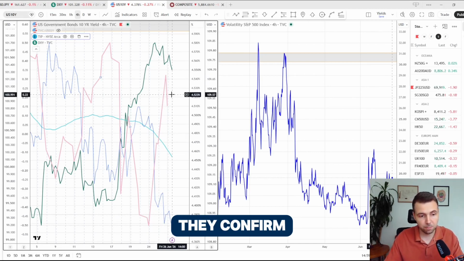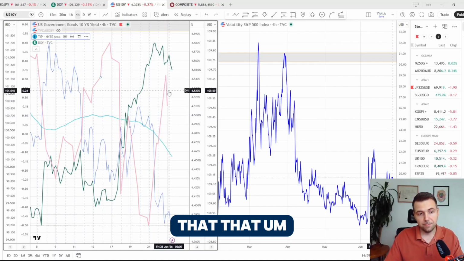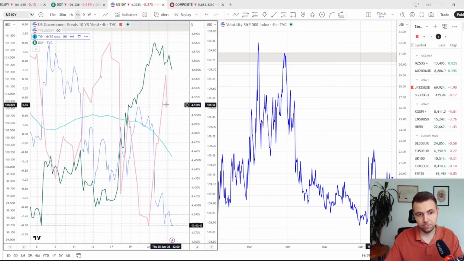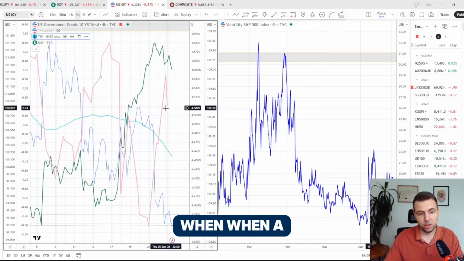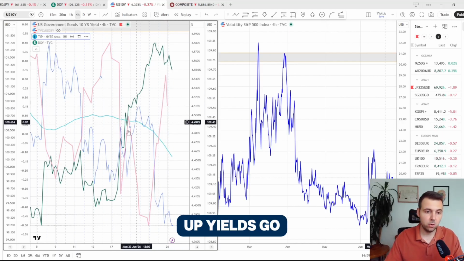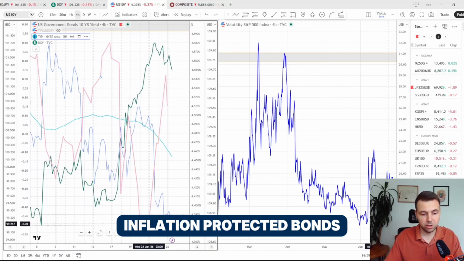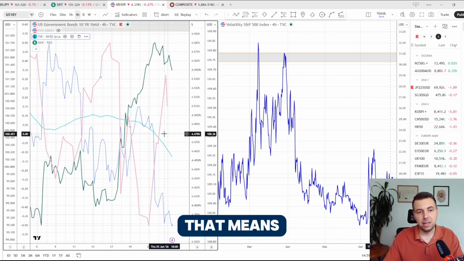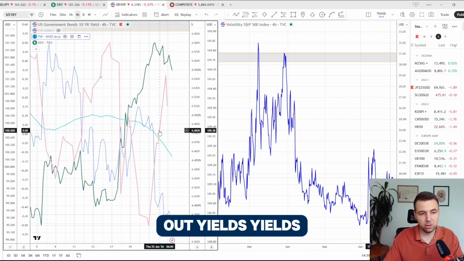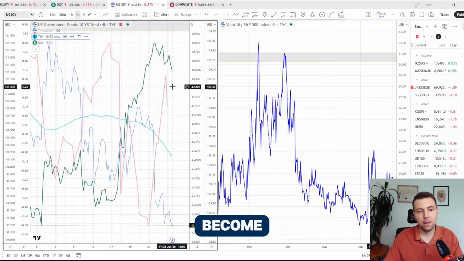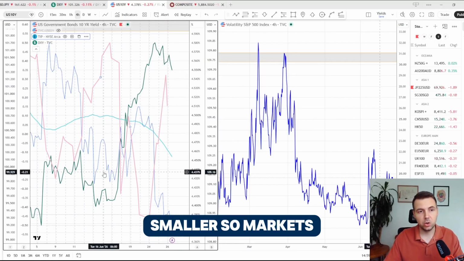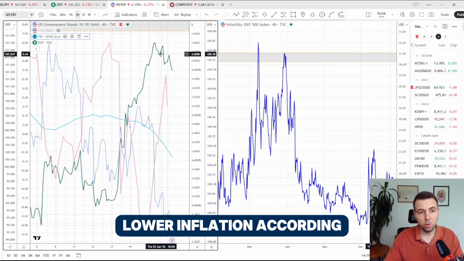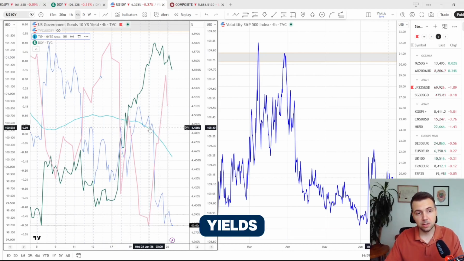So they confirm that markets expect lower inflation. When a bond price goes up, yields go down. So inflation protected bonds went up, and that means they squeeze out yields. Yields become smaller. So markets expect lower inflation according to the bond yields.